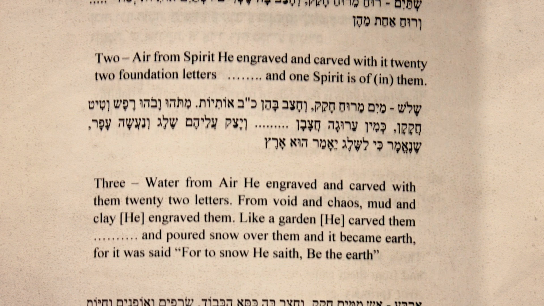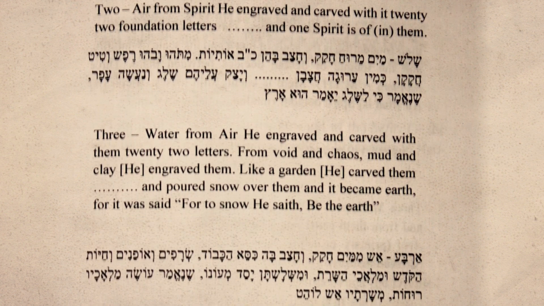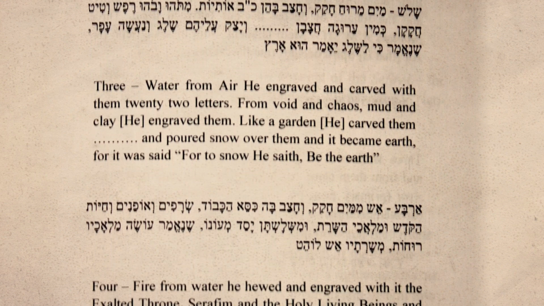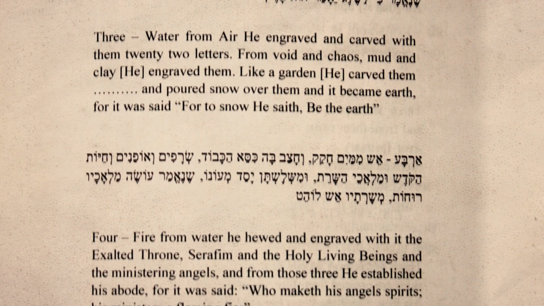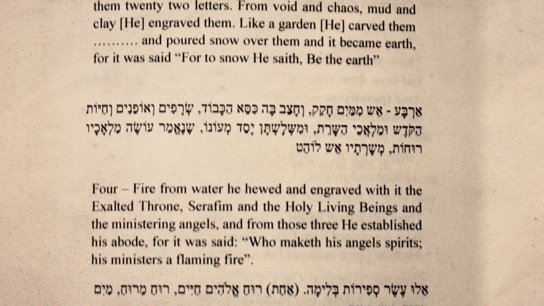Breath from breath, with it he engraved and carved 22 foundation letters. 22 foundation letters, he engraved them, he carved them, he permuted them, he weighed them, he transformed them, and with them he depicted all that was formed and all that would be formed. The description of the Hebrew alphabet as divine is the true reason for the humanist search for properly proportioned letters.